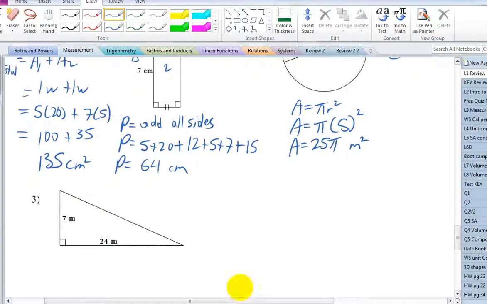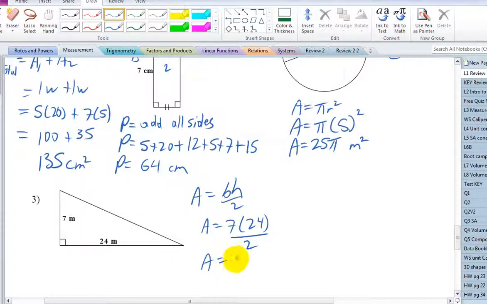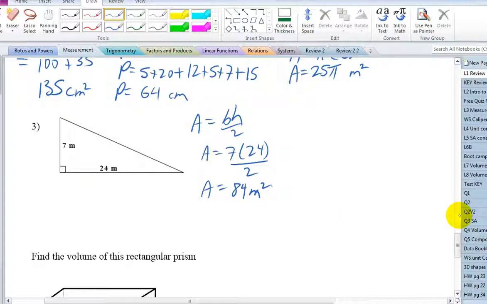Good. Here we go. Find the area first. Base times height divided by 2. So I'm just going to go 7 times 12. Why would I just go 7 times 12? Yeah, because I found half of 24, right? So I can divide by 2 anytime you want. 84 meters squared. Good.